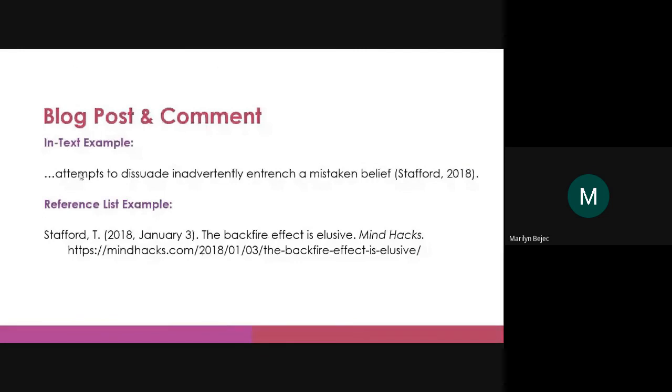So for a blog post and comment. In text, you have here the sample. You have the author's surname, separated by a comma, and then the year. In the reference list, you cite the author's surname. Then you have here the year, separated by a comma from the date of issue. And then the title of the post. And then you have the URL.